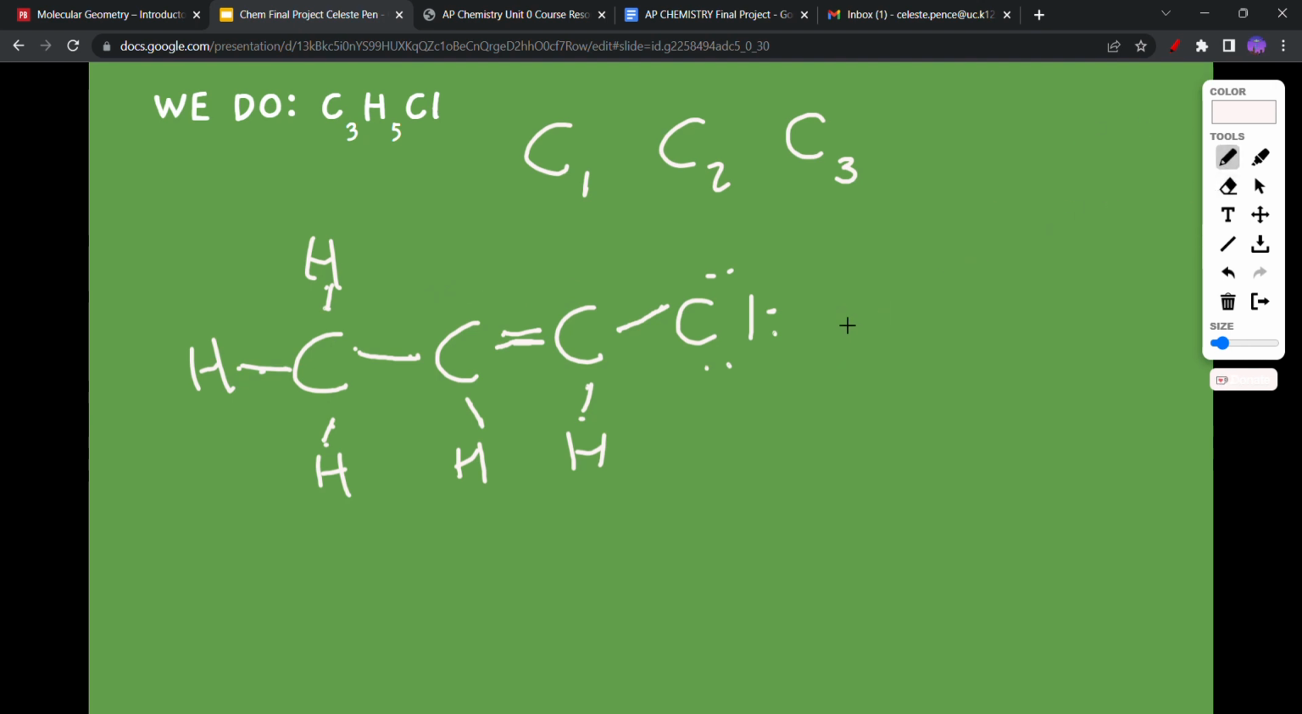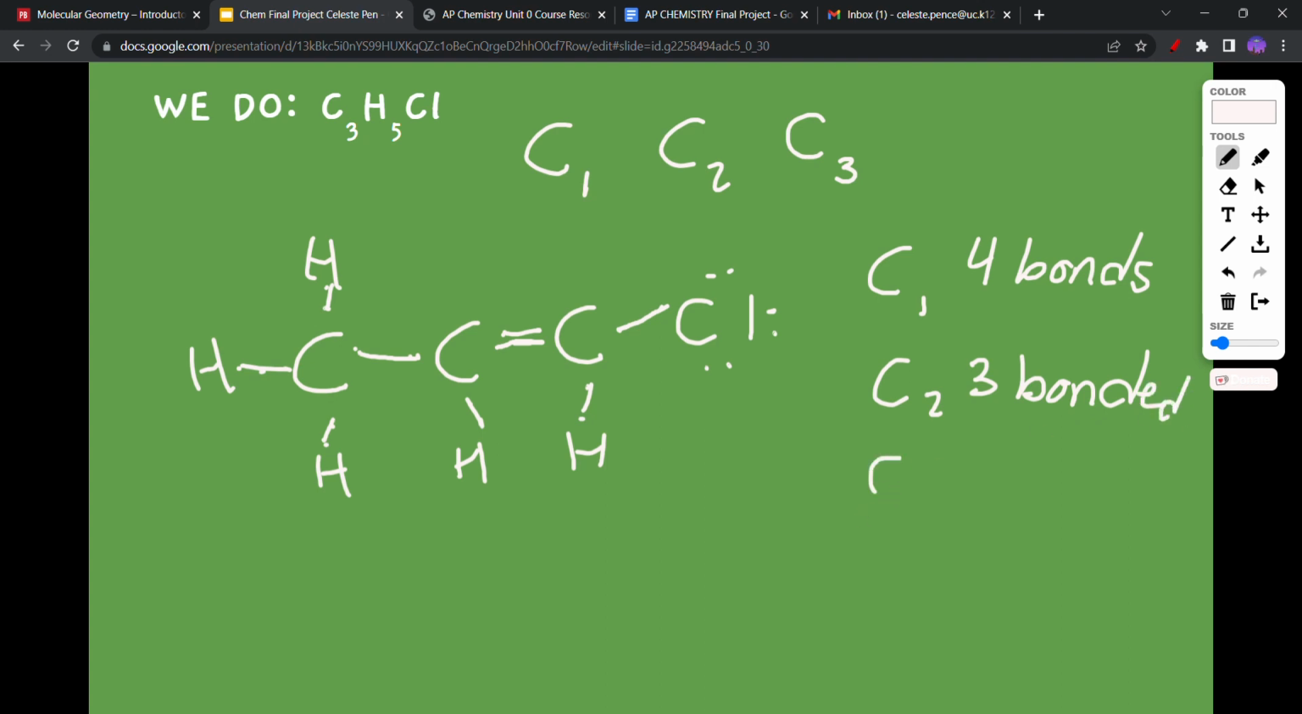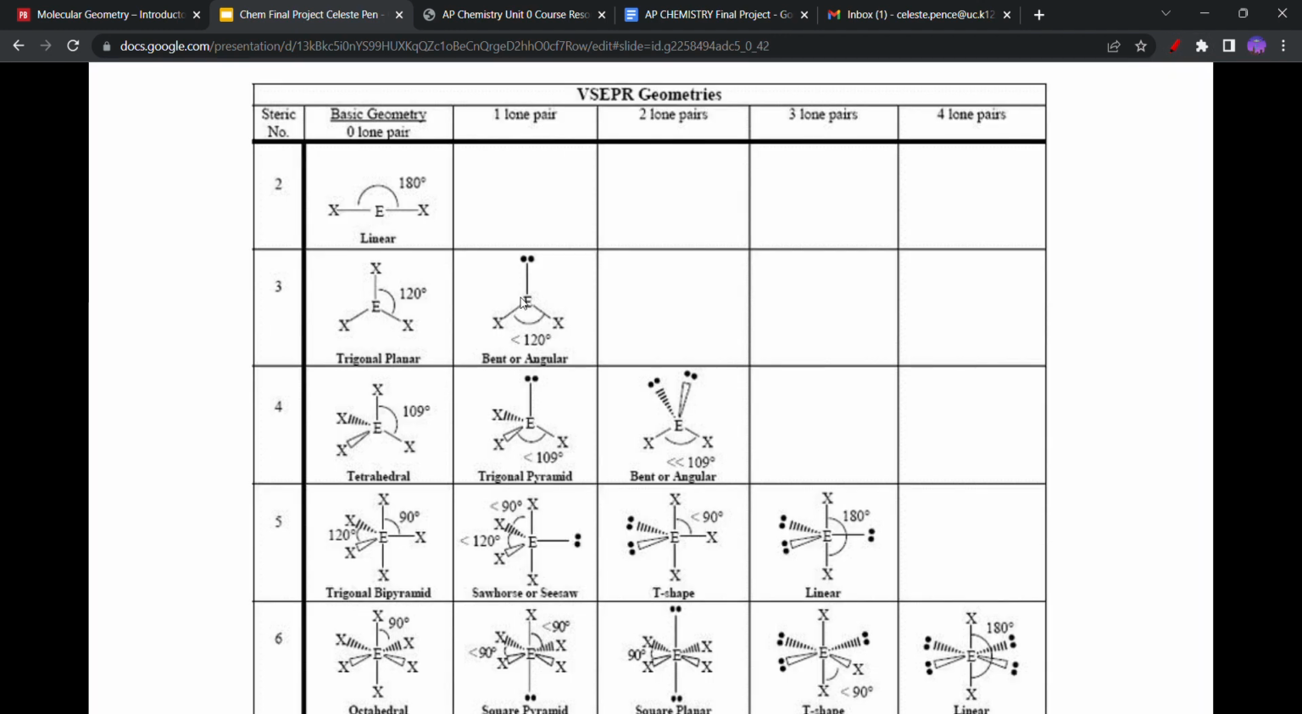And now we will count the bonds and lone pairs of each central atom individually. So our C1 has 4 atoms bonded to it. Our C2 has 3 atoms bonded and no lone pairs. And our C3 also has 3 atoms bonded with 0 lone pairs. Next, we use the chart to find out the geometry of each of our central atoms. So our C1 had 4 bonds, no lone pairs, and that's a tetrahedral. Our C2 and C3 had 3 bonds, no lone pairs, and that'll be trigonal planar.